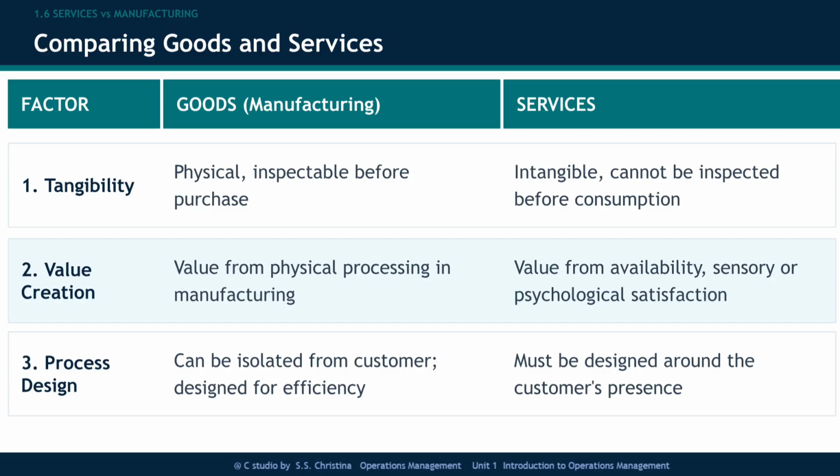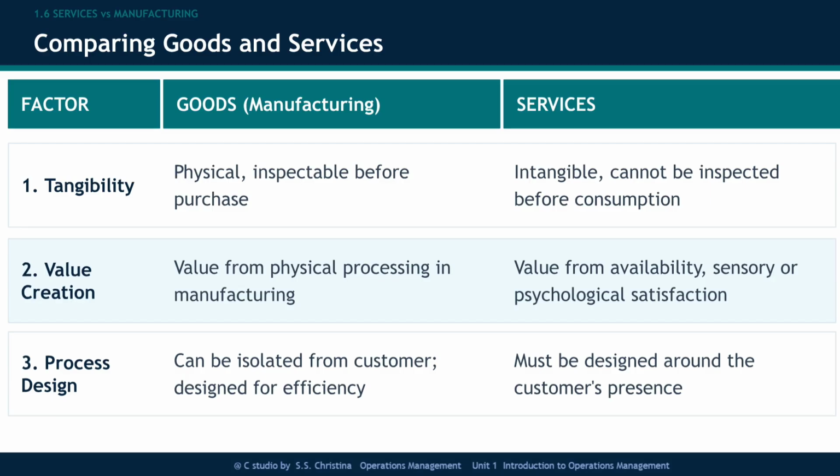Another important difference is how value is created. In manufacturing, value is created by physically transforming raw materials into finished products. For example, a furniture company converts wood into a table, adding value through processing and assembly. In services, value comes from the customer's experience, convenience, availability, or satisfaction. For example, when you visit a salon, the value is not a physical product, but the quality of the service and the overall customer experience.